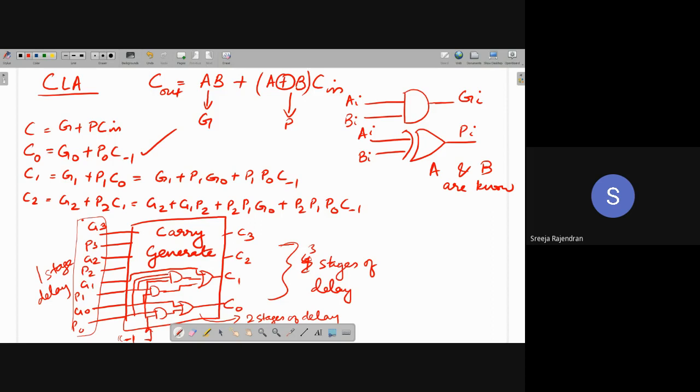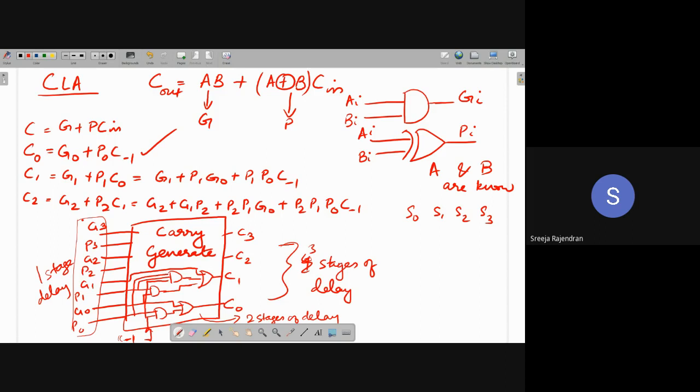So what will be the sum? I have sum means S0, S1, S2, S3. Once I have the carries, then I can compute the sum easily. I don't have to wait for the carry to propagate from the addition of the first bit to the second bit. No. Initially, we are generating it.